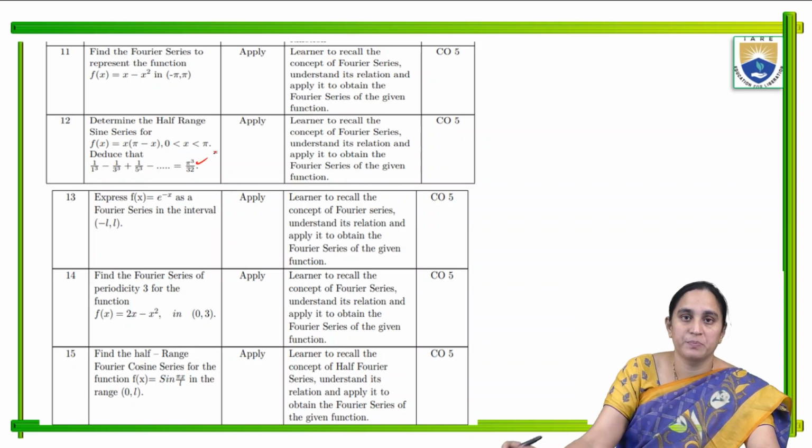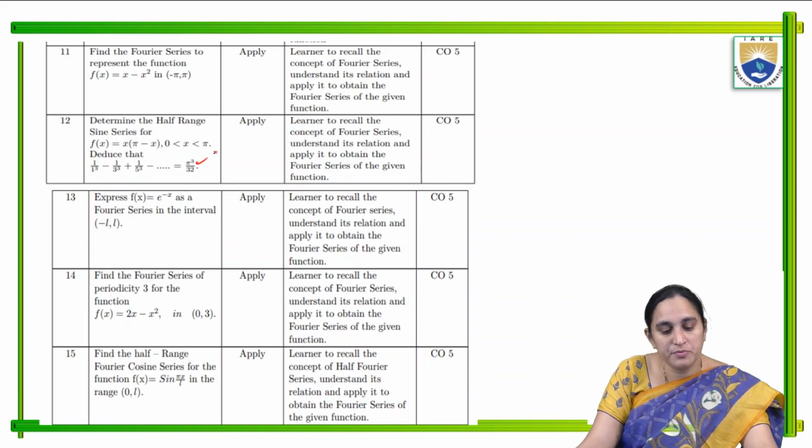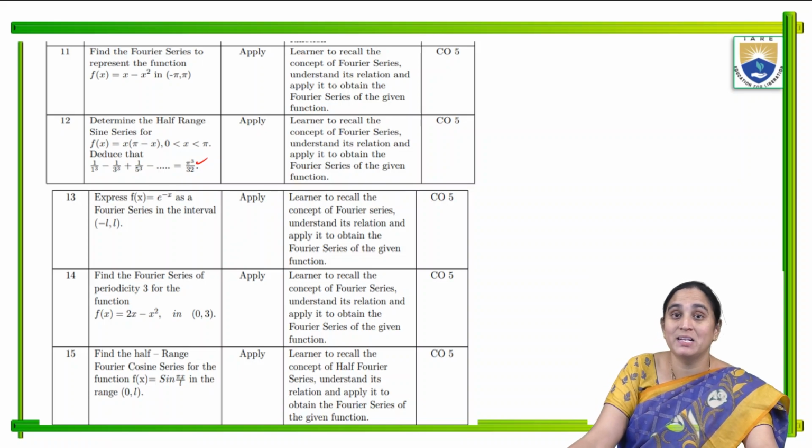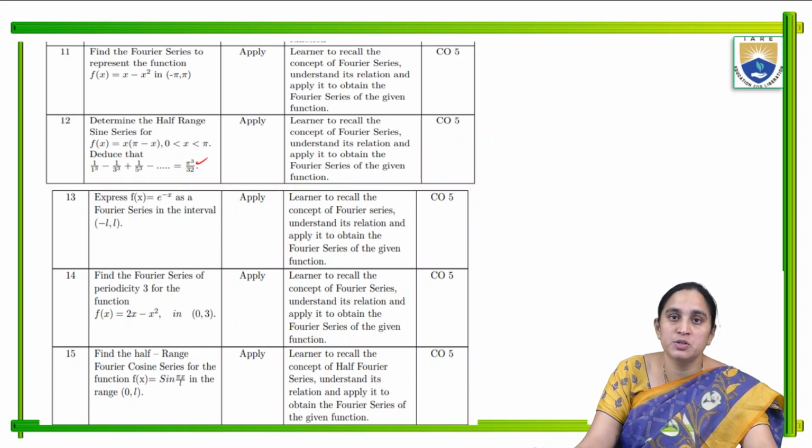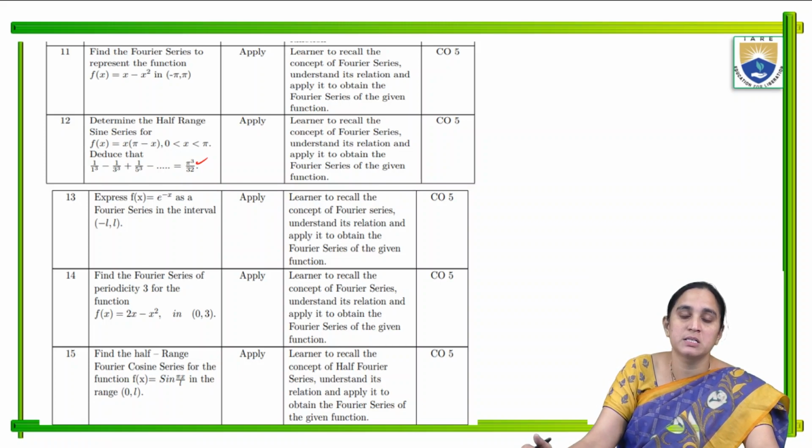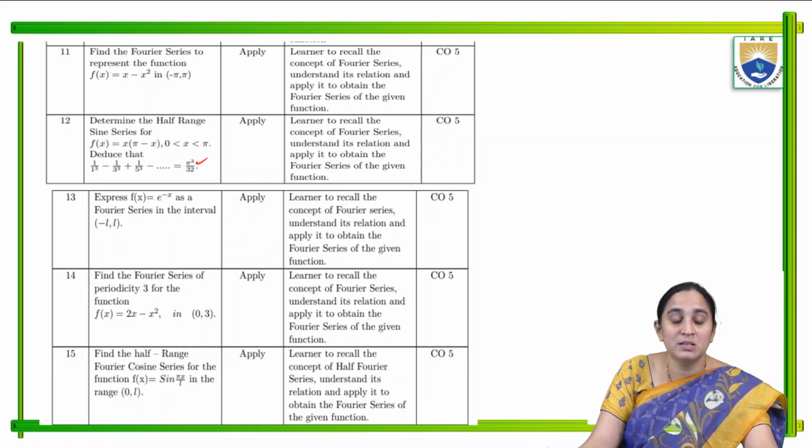Okay, next, express f of x is equal to e power minus x as Fourier series in the interval minus L comma L. Okay, this is a different concept. Previously, up to the 12th question, we discussed only the limits within 0 to 2 pi, minus pi comma pi, or 0 comma pi. Okay, now the 13th question starts from minus L comma L. This is also same as last, but here this is, okay, arbitrary interval minus L comma L.